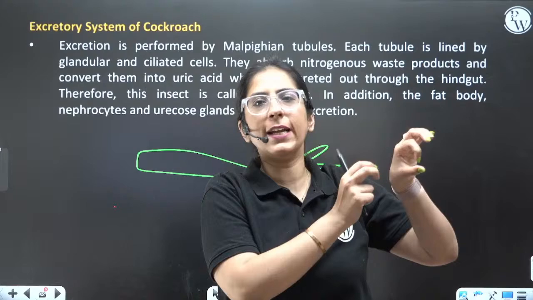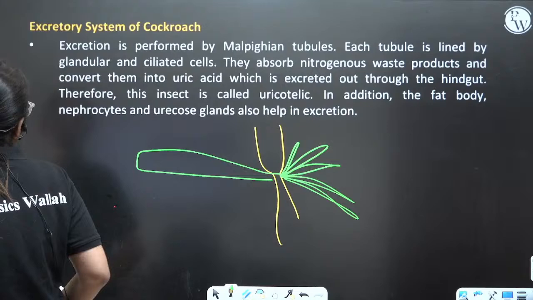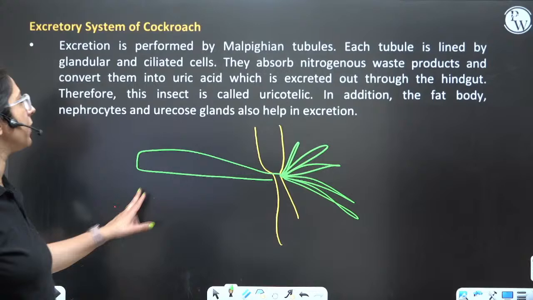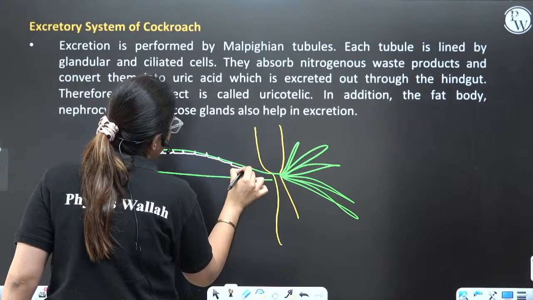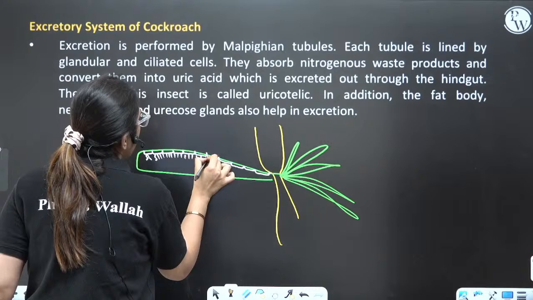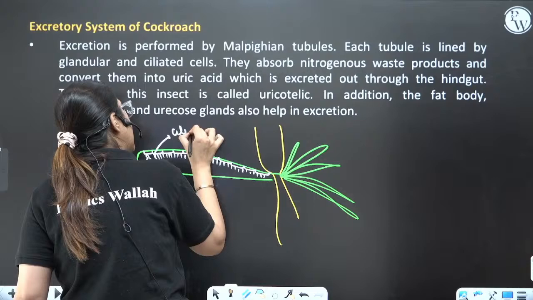Okay. Now, this is one malpighian tubule I have extended, which you can see over here. Now, what does this malpighian tubule do? It has a lining which is ciliated, right? If you look at these cells, they have cilia, ciliated, and they are glandular. This is one malpighian tubule. I have opened it, so these are the ciliated and glandular cells.